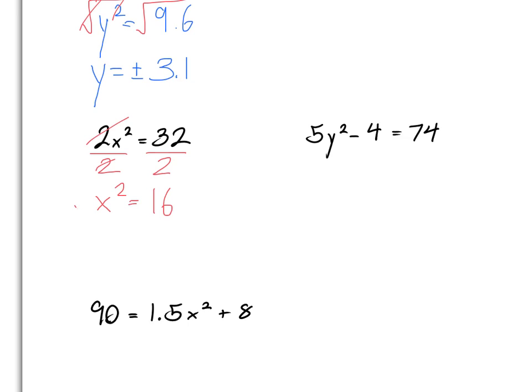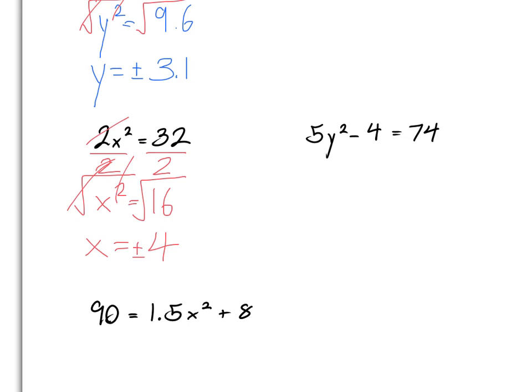Then I finish this off by taking the square root of both sides because I know those will cancel out, and I'm just left with x is equal to the square root of 16, which is not just 4, it's plus or minus 4. So my answer is x is equal to plus or minus 4. Done.